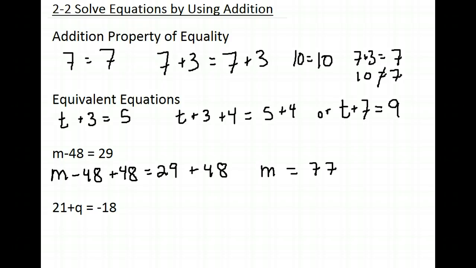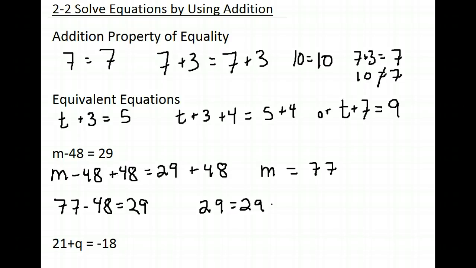So now let's check this. Let's find out if we substitute in 77 for m, if it works. So we have our original equation of m minus 48 equals 29. Let's put the 77 in for our m, and we get 77 minus 48 equals 29. Now, is this true? 77 minus 48 is 29, so we say 29 equals 29. Yes, this checks, and this is true.